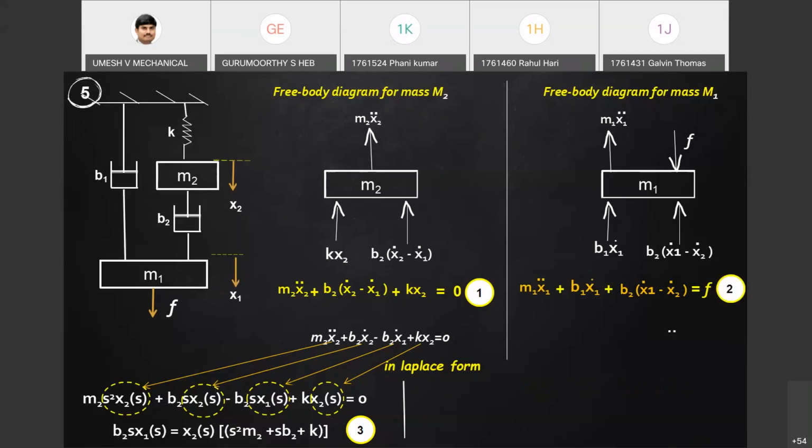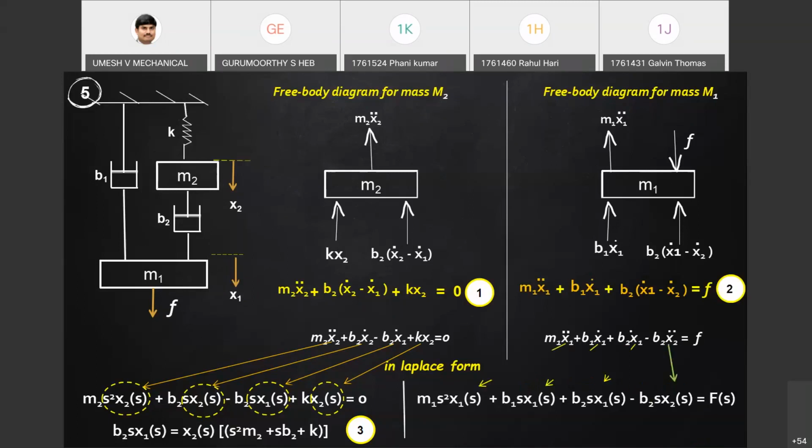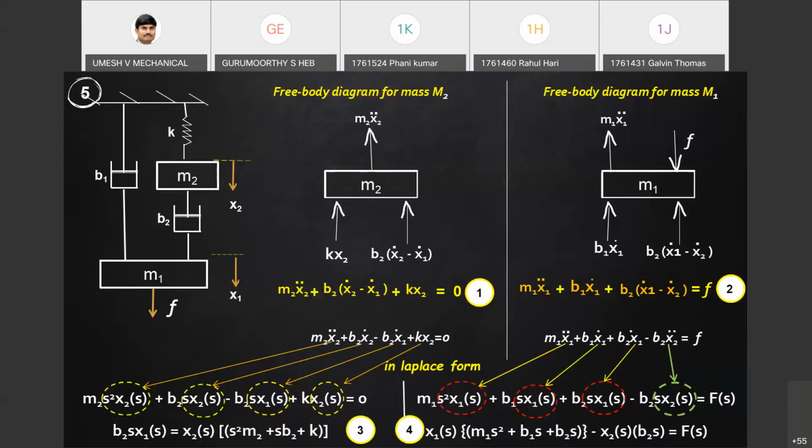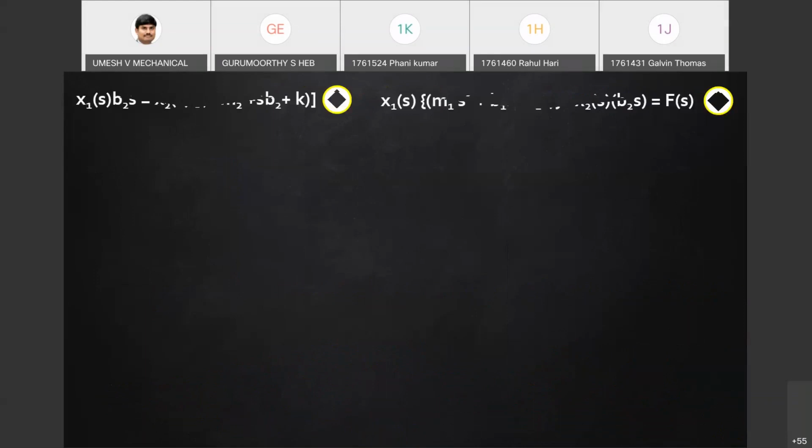Now open the bracket. Let me pause here for 1 minute. You can look at the equation and let me know if any corrections are required or any confusions are there. So now this equation 3, have it, variable separate.